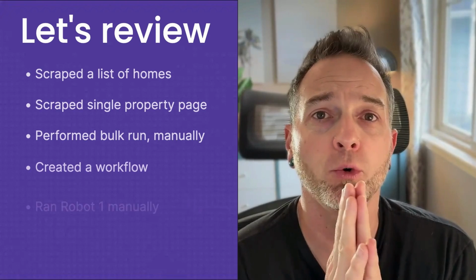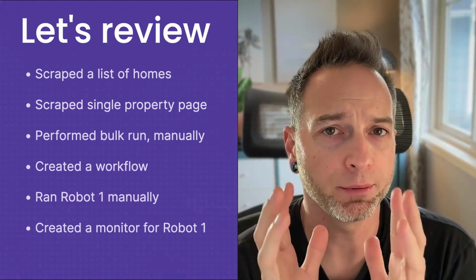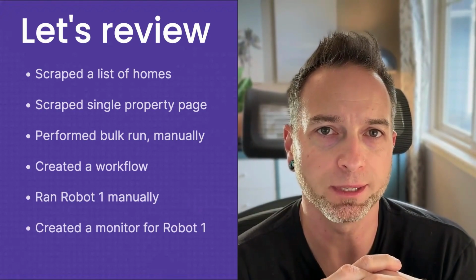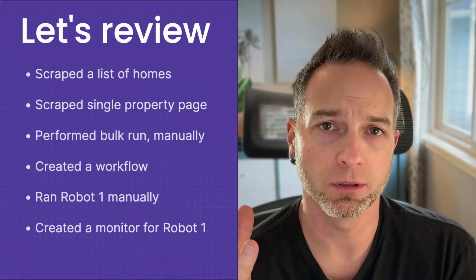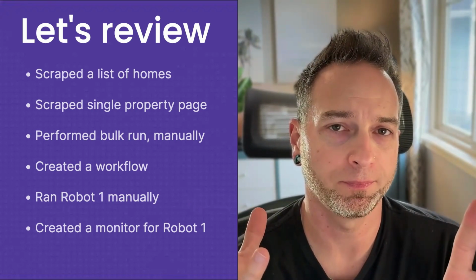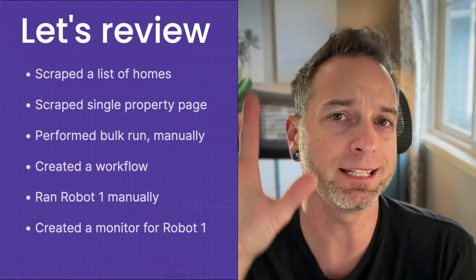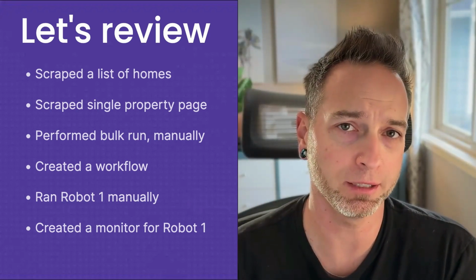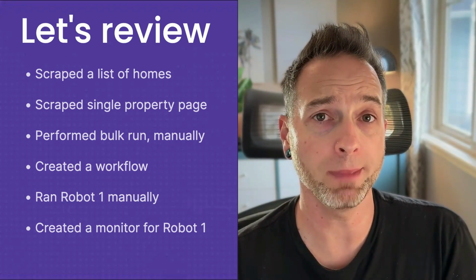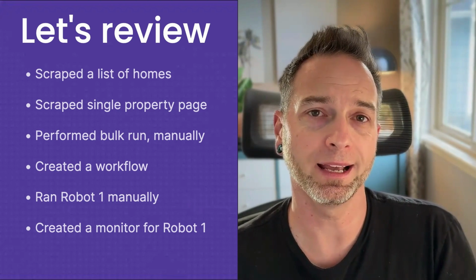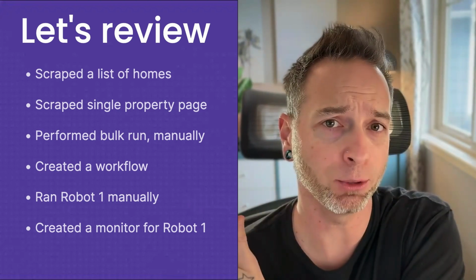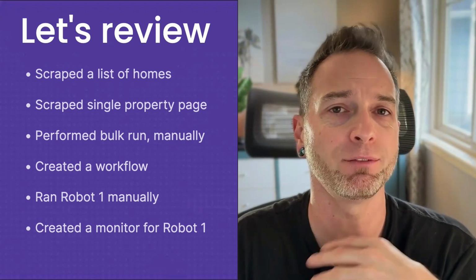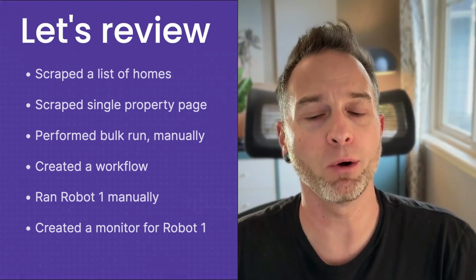So to review this pretty in-depth tutorial, what we did was we went to a page on Redfin that has a list of homes. We built a robot to scrape it. We built a robot to then scrape the details from a single property page. We did a bulk run manually. We then created a workflow. We kicked off Robot 1 manually, the workflow ran, and then we built a monitor to make Robot 1 run on its own.